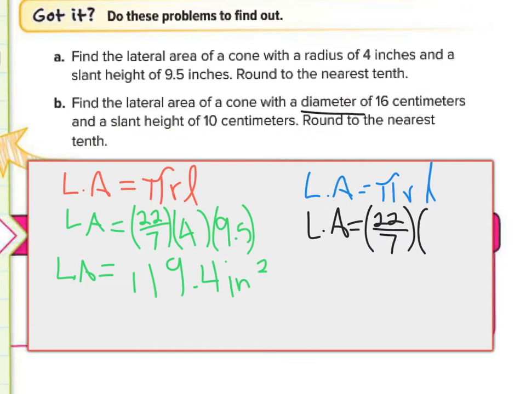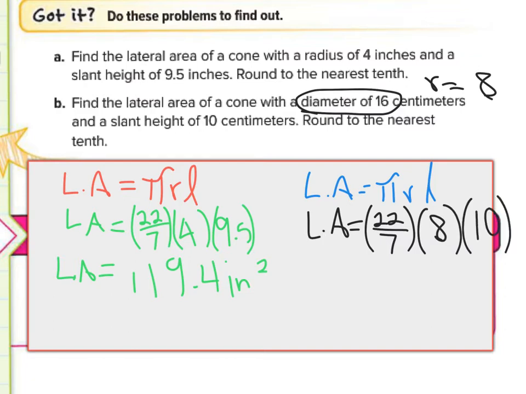Okay, diameter of 16, that means our radius is half of that, which is 8. So times 8, and our slant height is 10. And when I divide right here, first I will divide these two numbers and multiply by 8, and then multiply by 10. I will get lateral area equals 251.3 centimeters squared. Okay, I hope you got those answers as well.